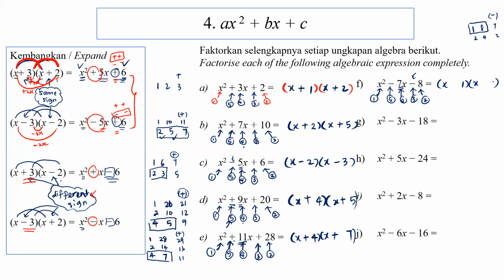So 1 and 8. Now, which sign goes to which number? So let's look at our last step, negative. That means our negative should go to the big number. So negative here, positive there. Double check.